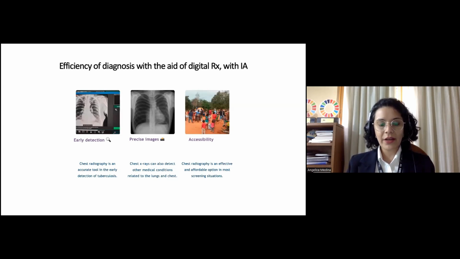And then also to strengthen the efficiency of the diagnosis with the aid of digital X-ray with AI. This helps us to have an early detection. This gives us precise images, and we can also identify other types of problems that have to do with the lungs and the thorax, and also it provides accessibility. Next slide, please.